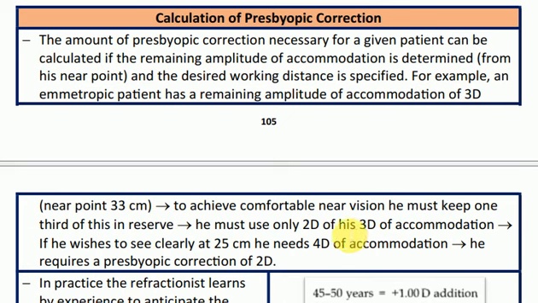Now what if he wishes to see clearly at 25 centimeter? He needs 4 diopter. So he requires a presbyopic correction of 2 diopter because he has only 3 diopter. So he needs a further 2 diopter. So 3 plus 2 is equal to 5. He will use 4 diopter for 25 centimeter and 1 diopter will be kept in reserve.